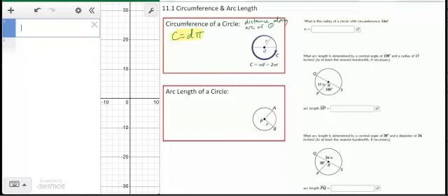Since the diameter is also represented as twice the radius, you can also have a second equation for the circumference of a circle where you replace d with 2r. And so that gives you a second equation, 2 pi r. So these are your two equations for the circumference of a circle.